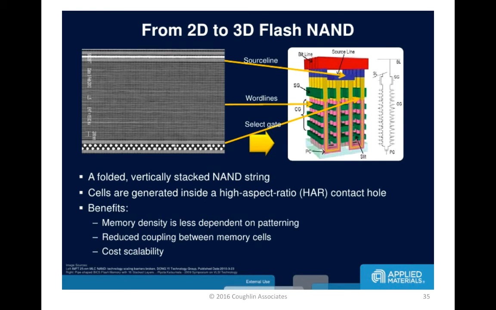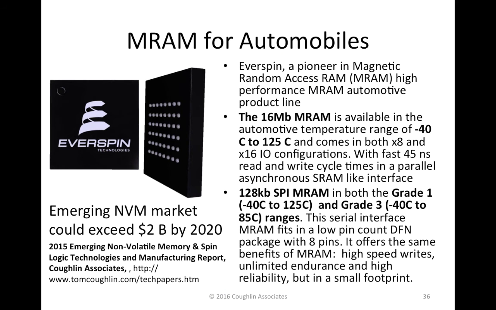The cells are generated inside of contact holes generally, and that means you can reduce the patterning and lithographic feature requirements. As a consequence of that, you can get better wearing devices. They'll wear longer. They're easier to make. The yields are higher. The data retention is better as well.